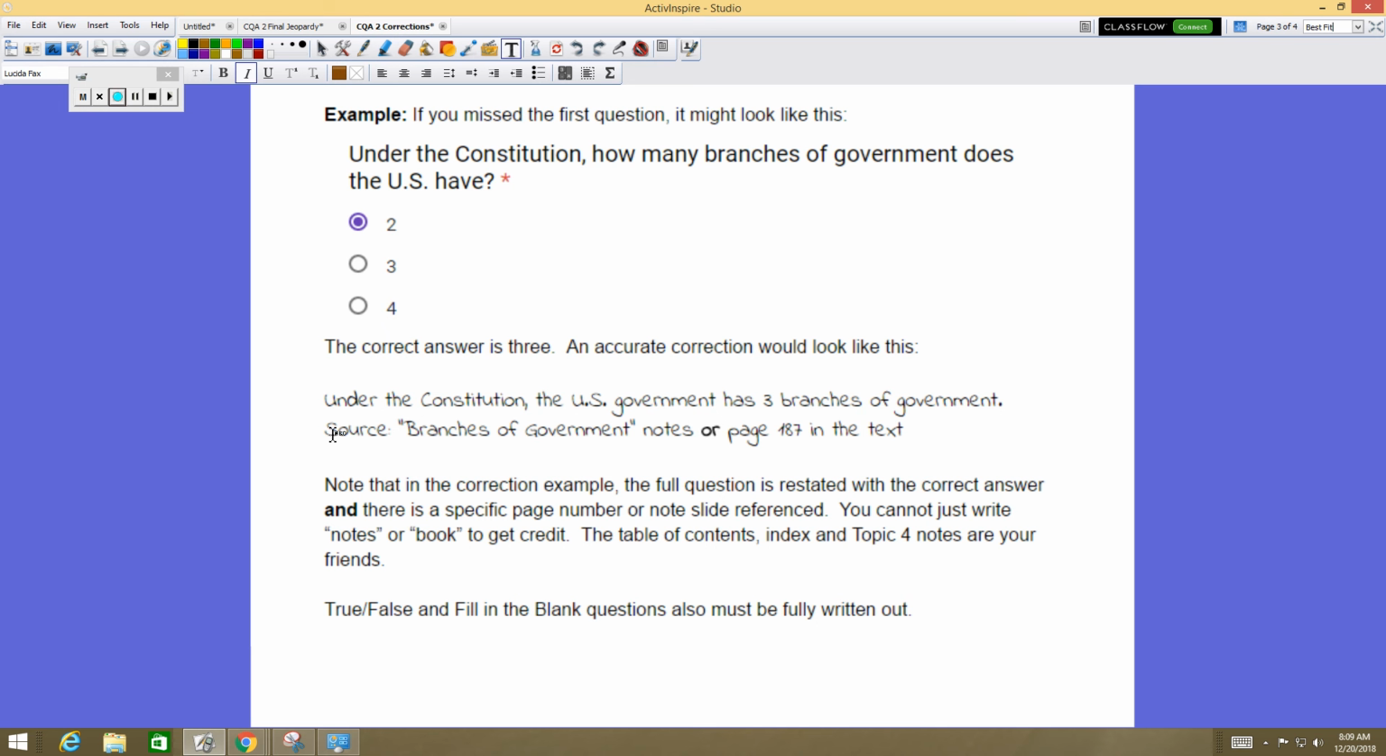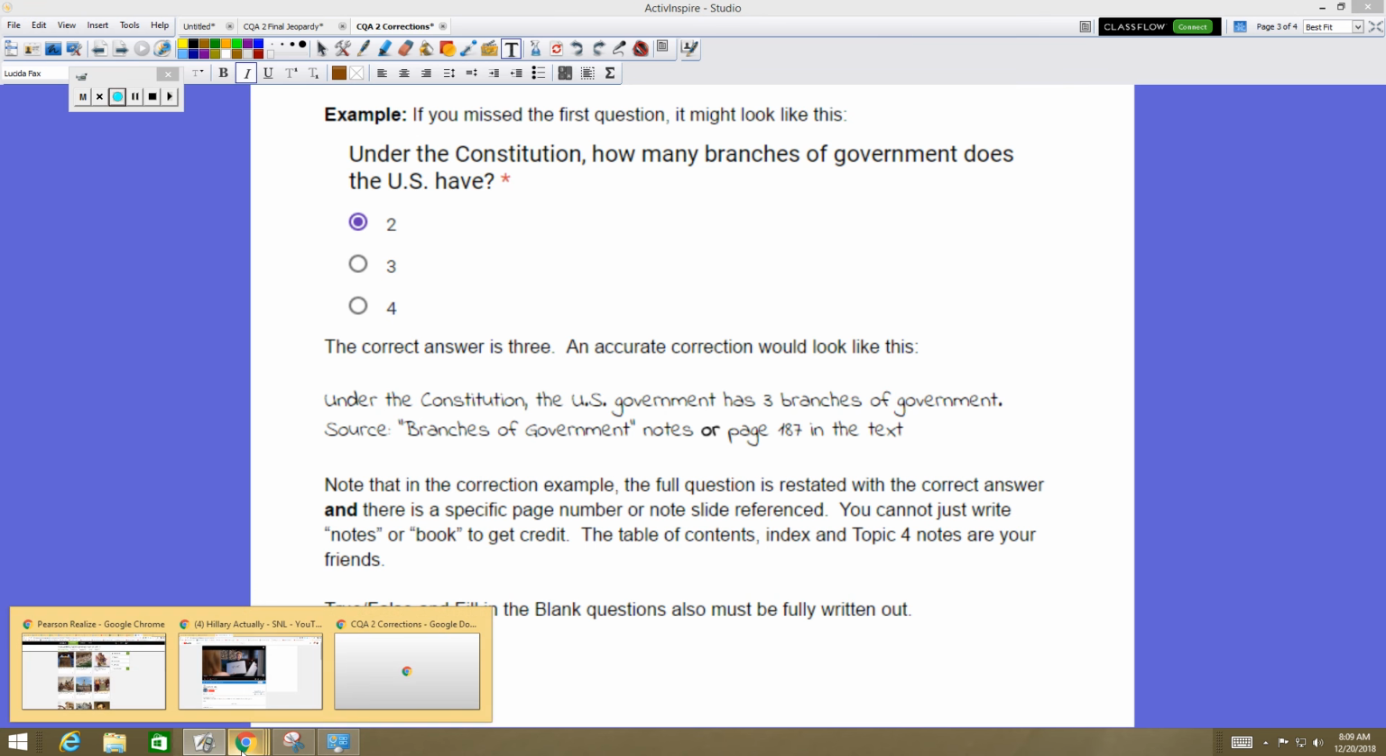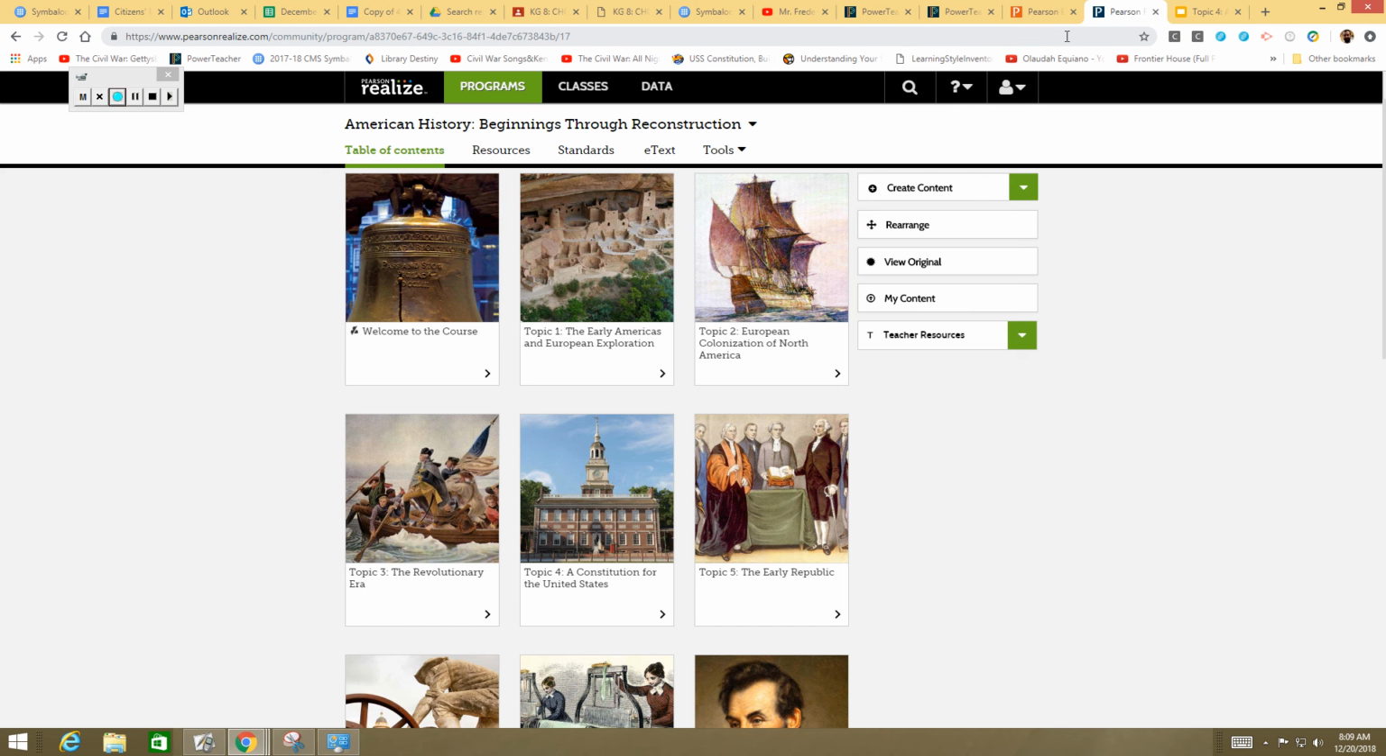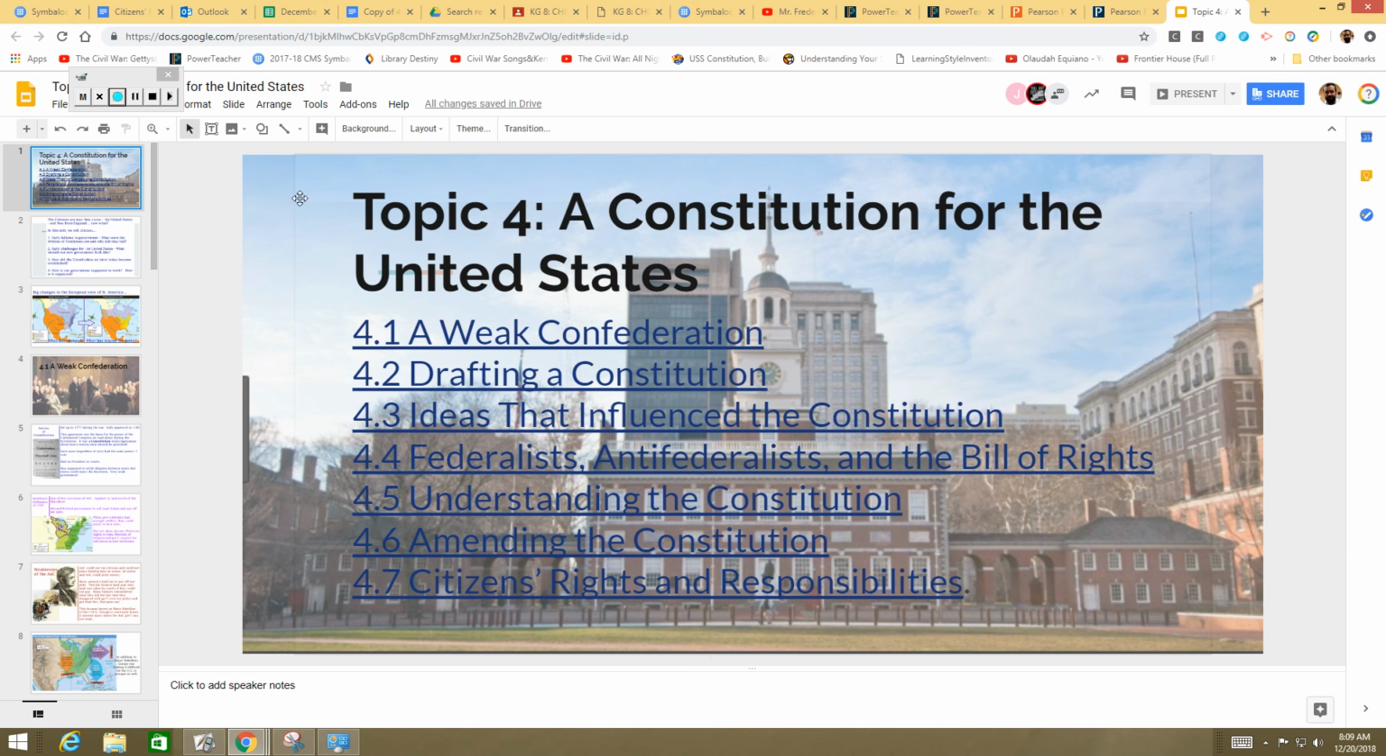So now that I'm trying to find out or prove how many branches of government there are, you can use your textbook or your notes. Now, if you're using your notes, ask yourself, does that sound more like topic 3, the Revolution, or topic 4, the Constitution? So they are Revolutionary era or a Constitution for the United States. Well, I know that's about branches of government, so that's the Constitution. So I'm going to look at my topic 4 notes first. And then I have these 7 options.